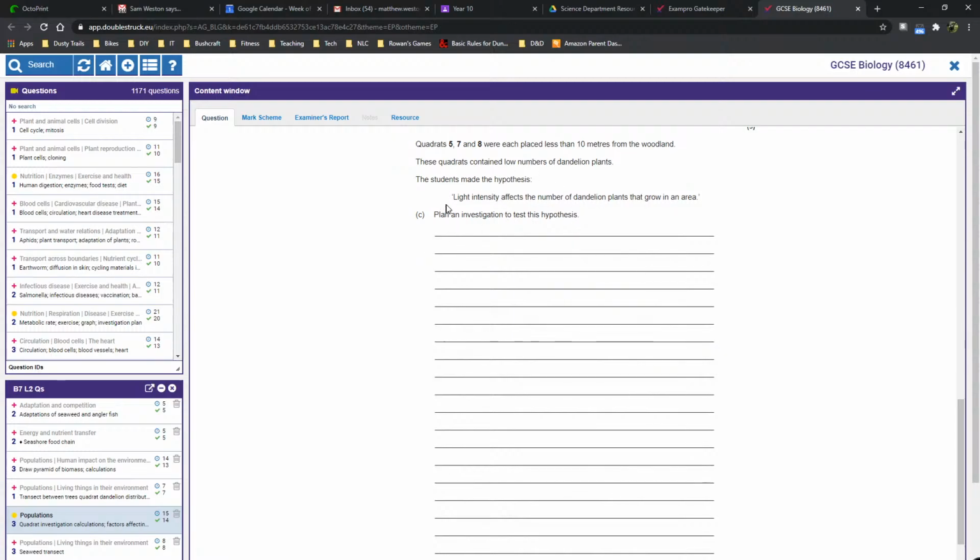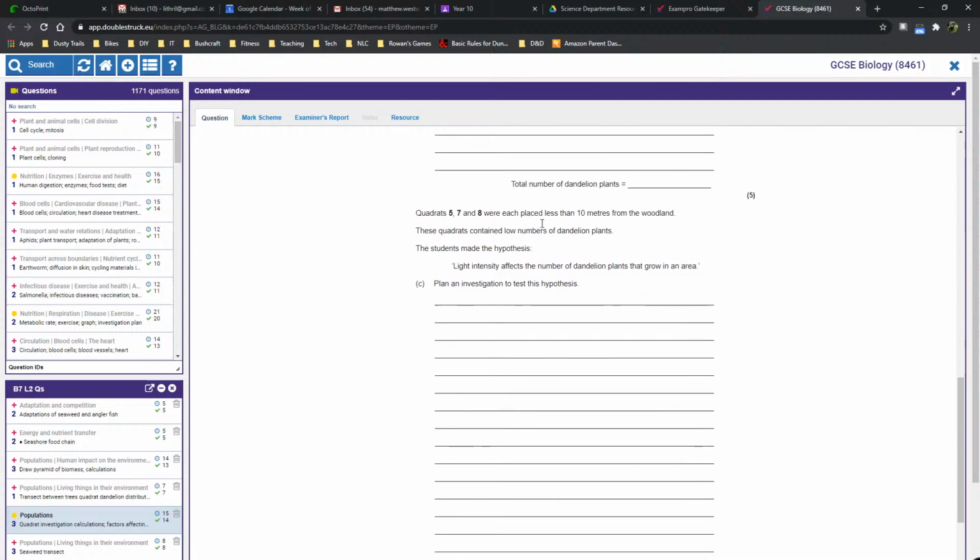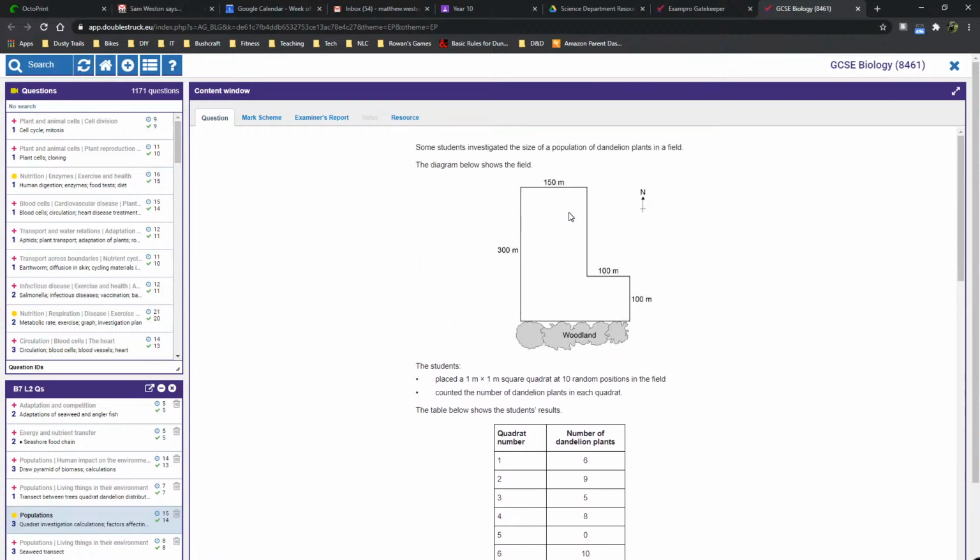The next one then is to plan an investigation. So they're looking at how light intensity affects the number of dandelion plants that grow in the area. So how would you investigate that hypothesis? Now, for me, the area is this area of woodland. If you think about the fact those trees are going to create some shaded areas, that's going to restrict the light coming in. So we're going to get some low light intensity areas here, and we're going to get some higher light intensity areas here.